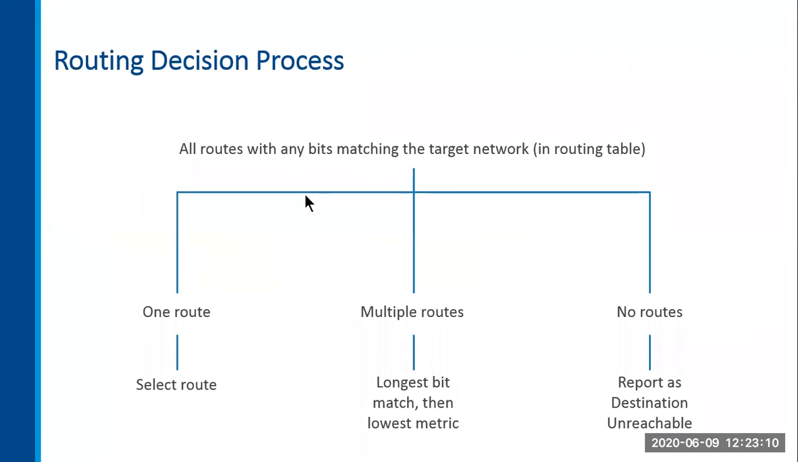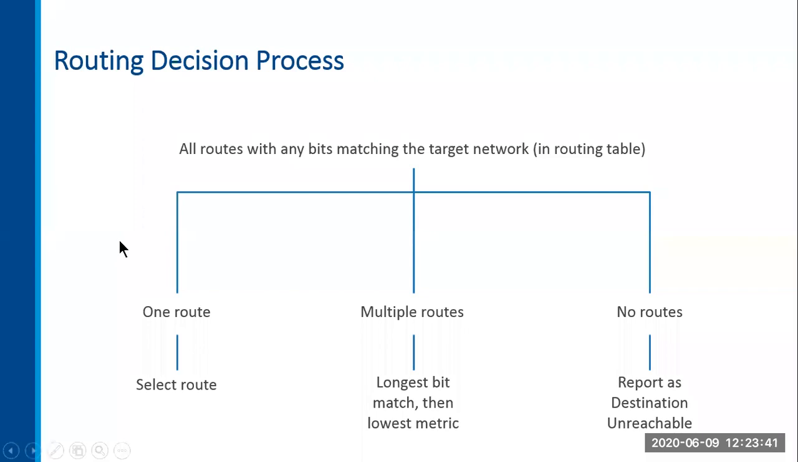So each router has a routing table. Now, I won't tell you yet how it's built, but the routing table has a list of all the routes, all the destinations that the router knows about. And so every time the router receives a packet, it checks its routing table to see if there are any matches between the packet's destination address and the routes in the routing table.